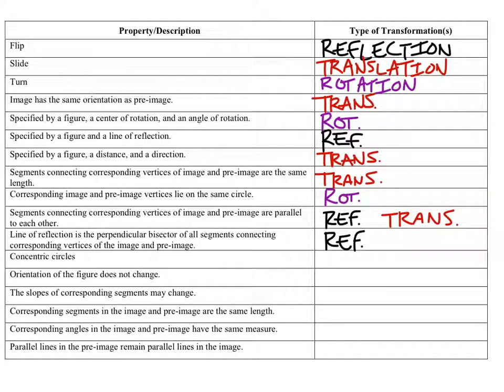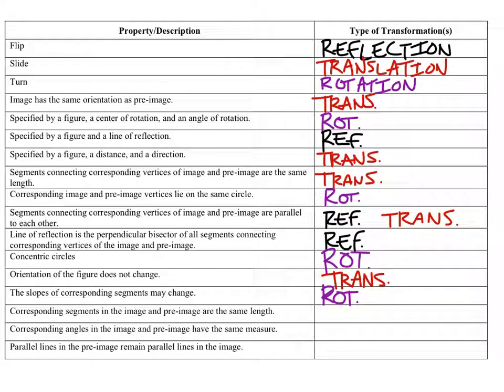Concentric circles. That sounds a lot like a rotation. If it ever talks about circles, which we saw in the lesson last time, we're looking at rotations. Orientation of the figure does not change. That is true for translation. The slope of corresponding segments may change. That is usually true for rotation.